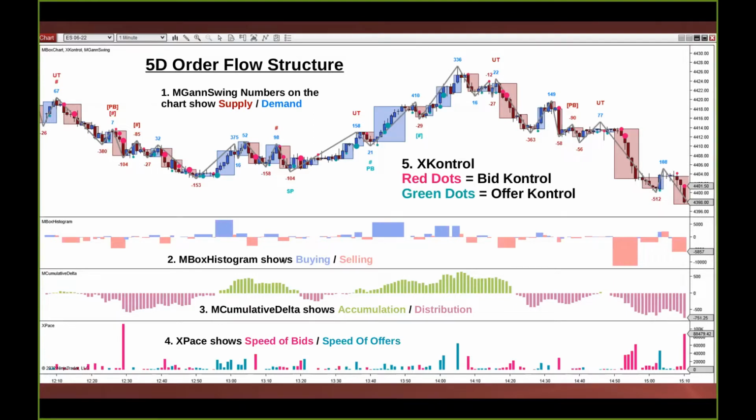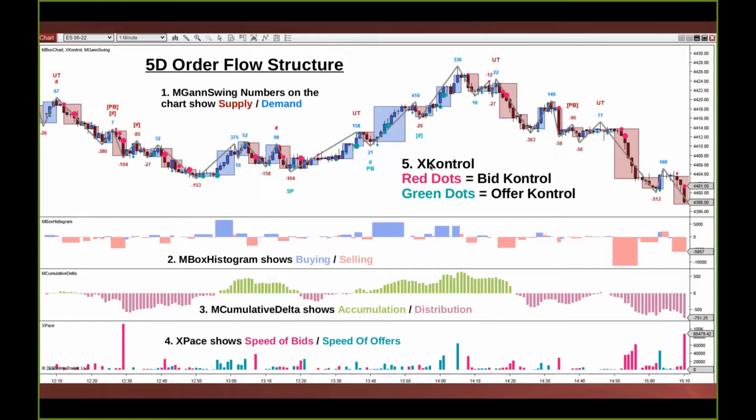MBox histogram shows buying and selling. So this is the buying and selling of the product. 3, cumulative delta shows accumulation distribution, overall buying and selling. 4, X-Pace shows the speed of the bids and the speed of the offers. This is important because if you have great speed of offers or bids, but a lack of buying or demand, that would be a divergence.